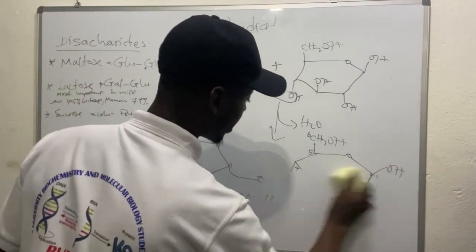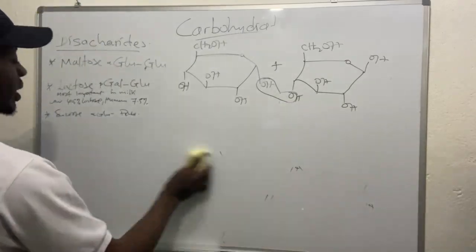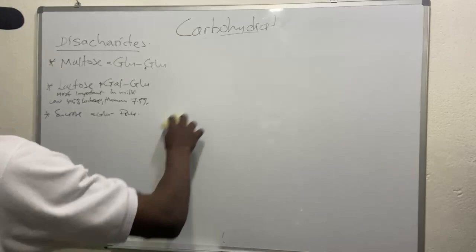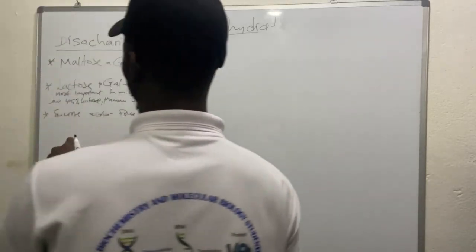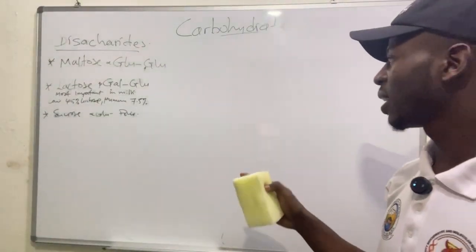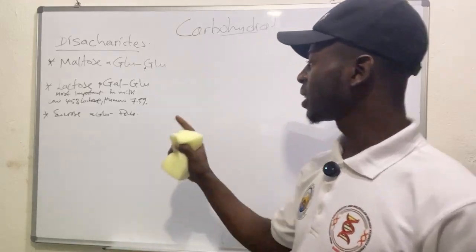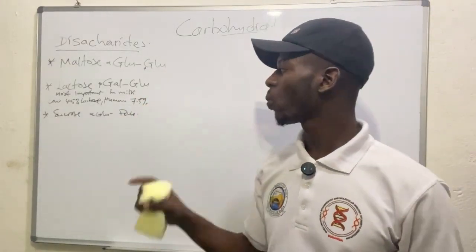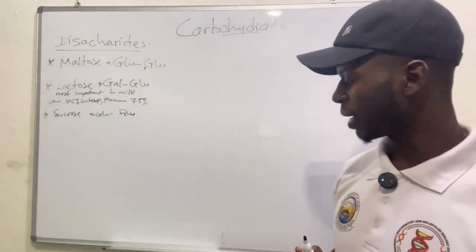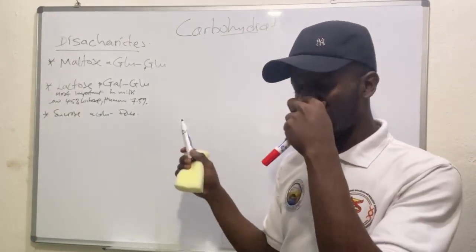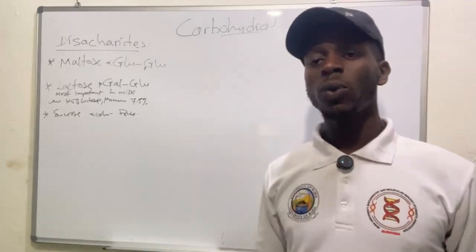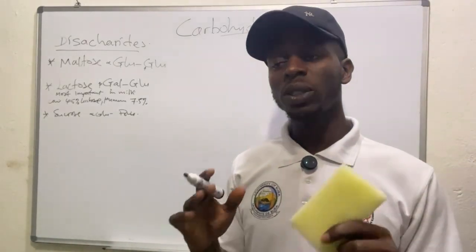Now let's look at the second case. The second disaccharide that we have is lactose, which is the most important disaccharide that is found in milk. For instance, cow milk, they have up to 4.5% of lactose, while humans or mammals, they have 7.5% of lactose. So lactose is formed when galactose condenses with glucose.